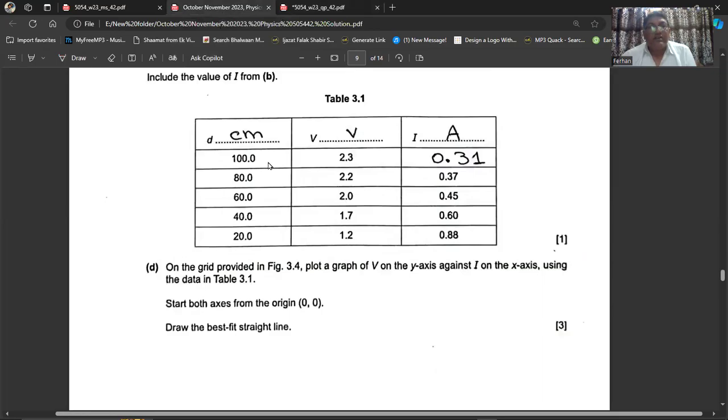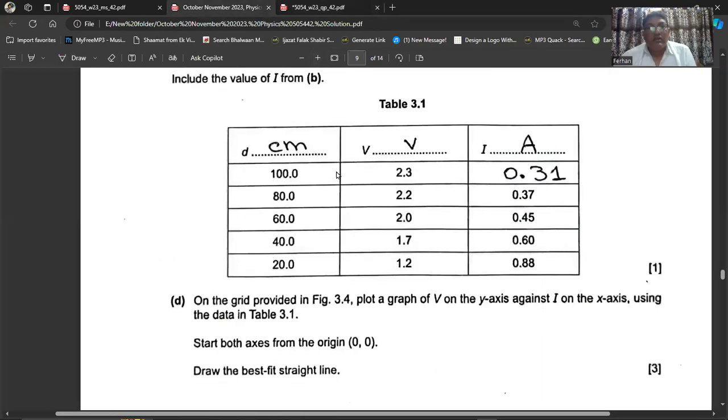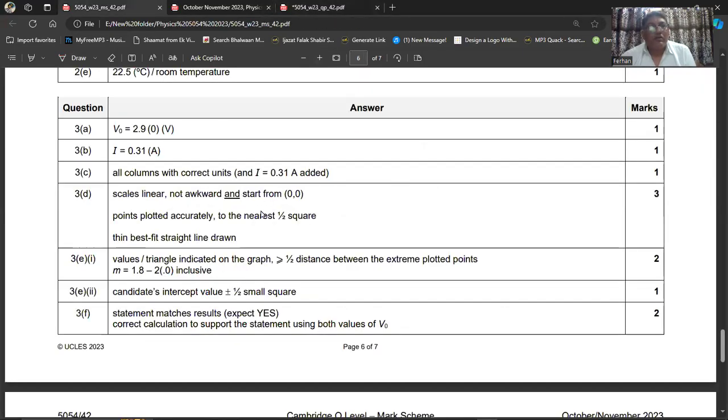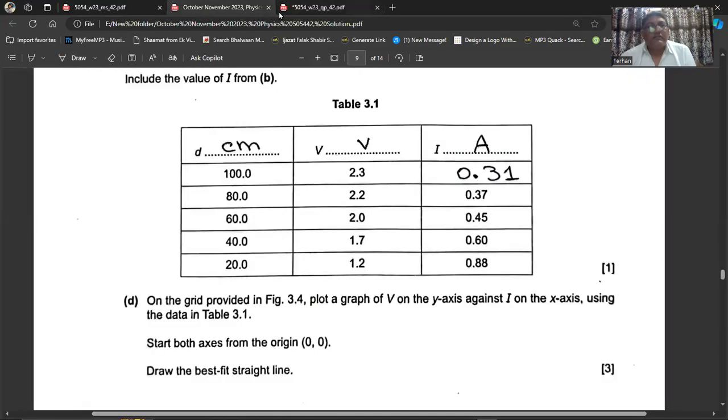Okay, so let me show you. I have done this. This is that table. Okay. This is my table.